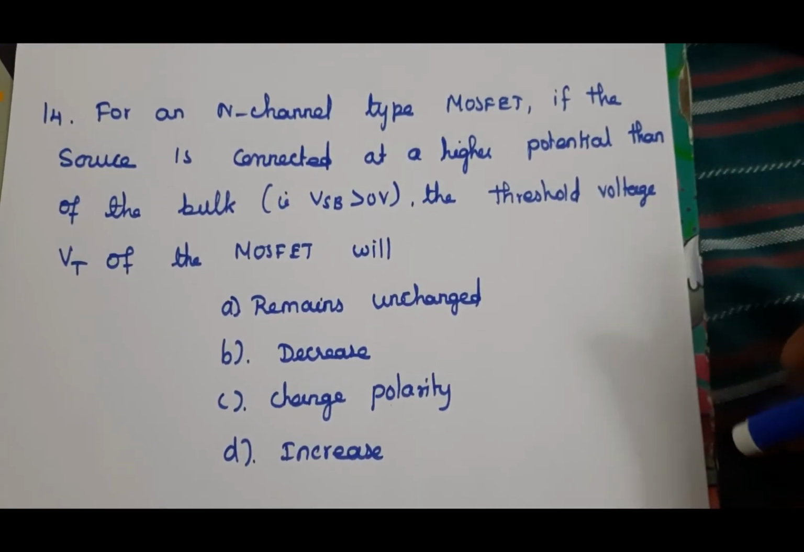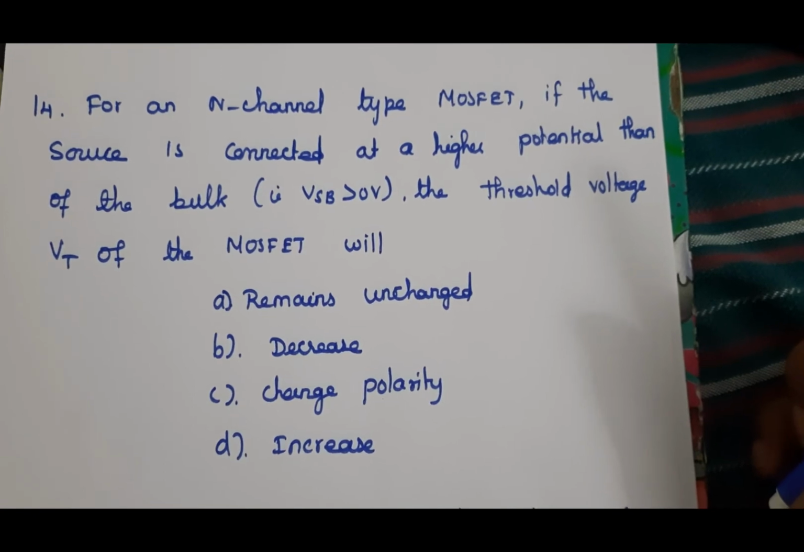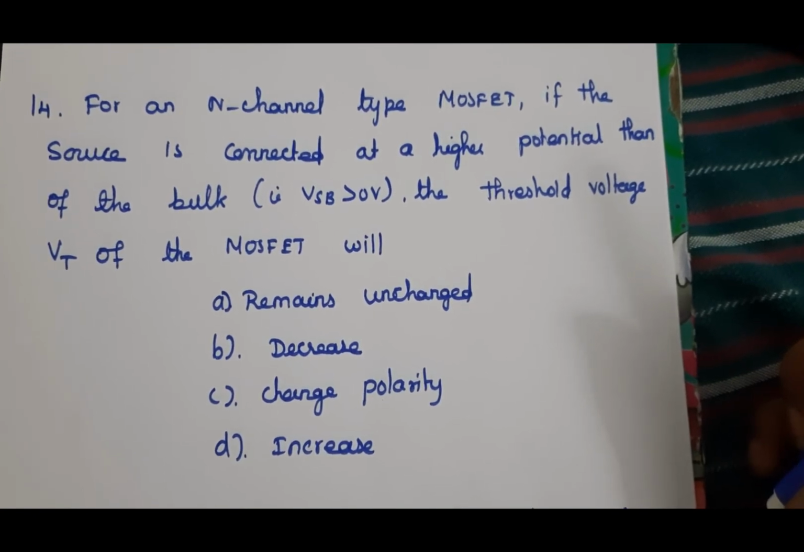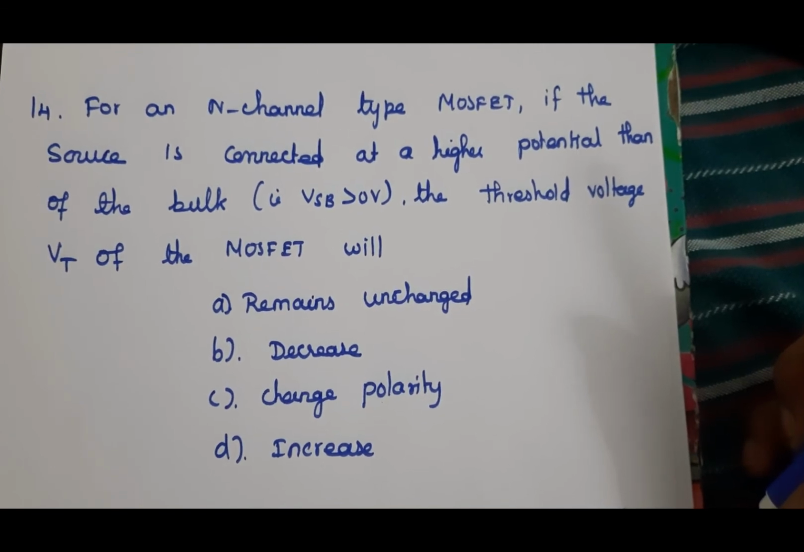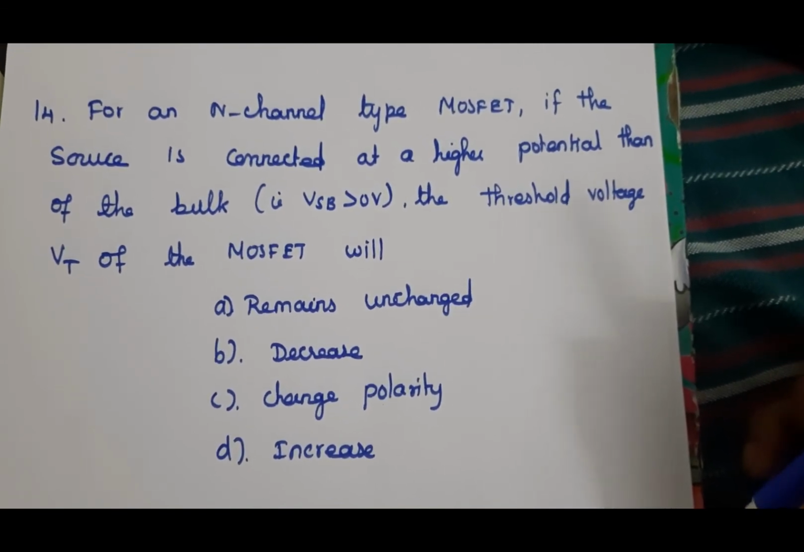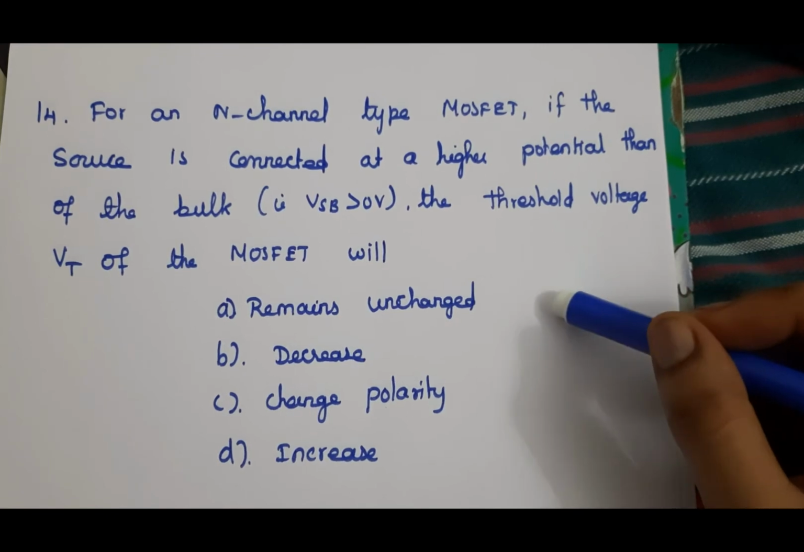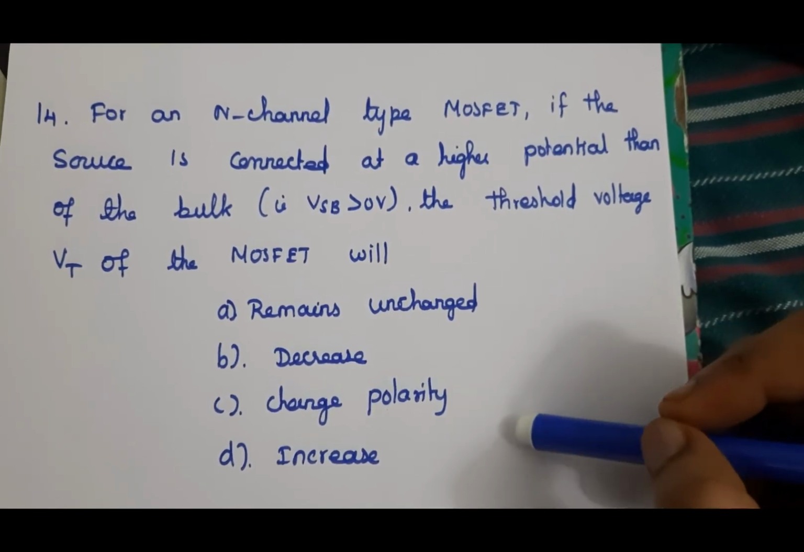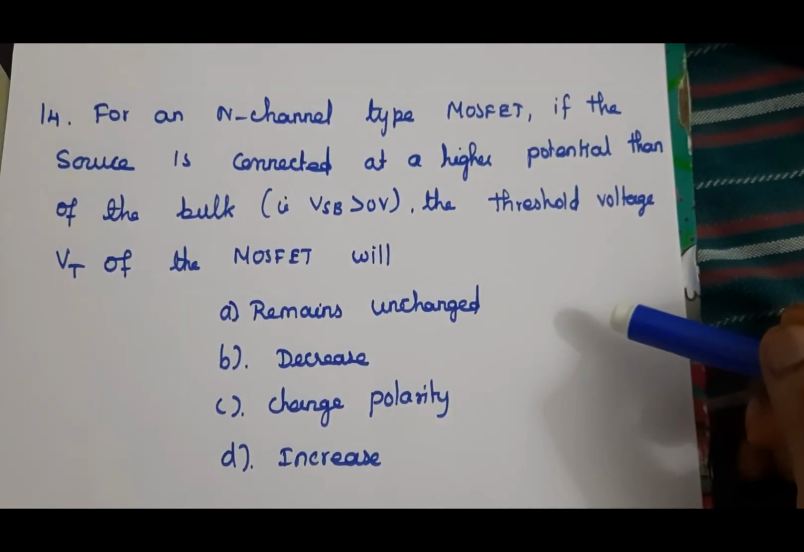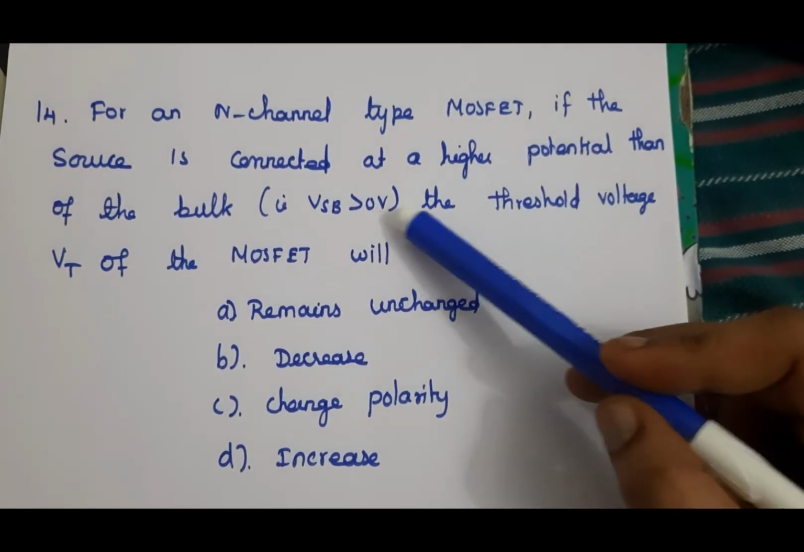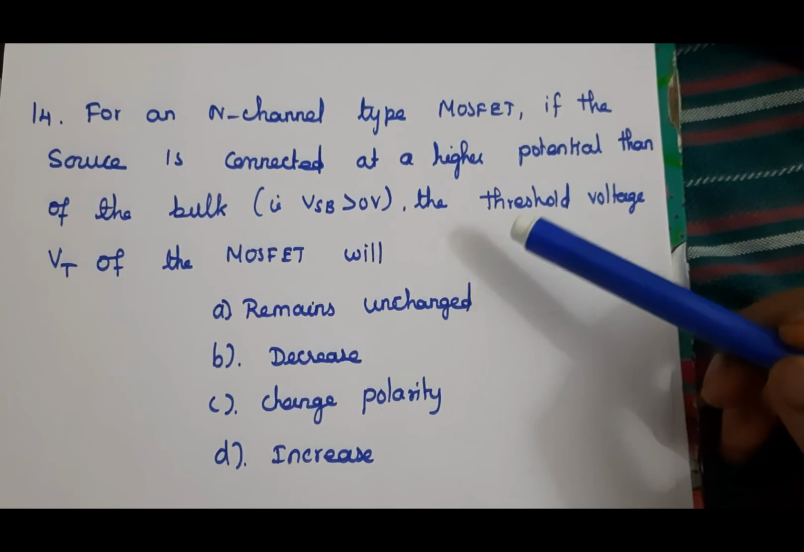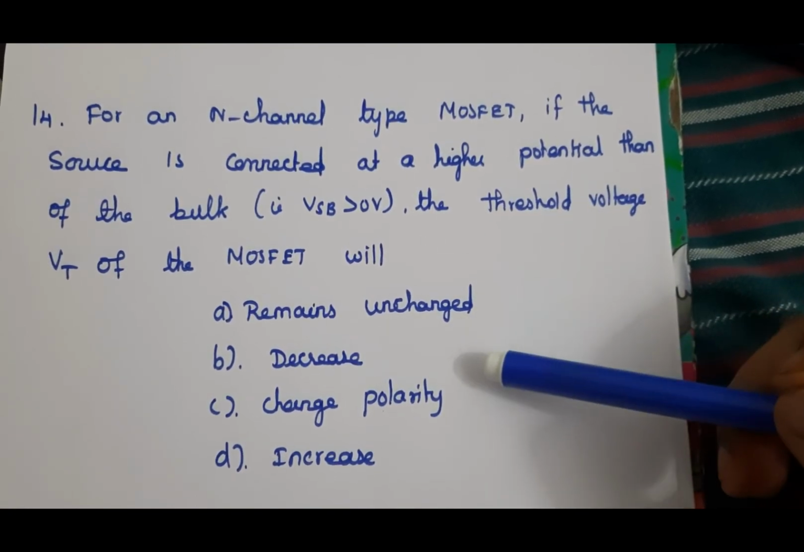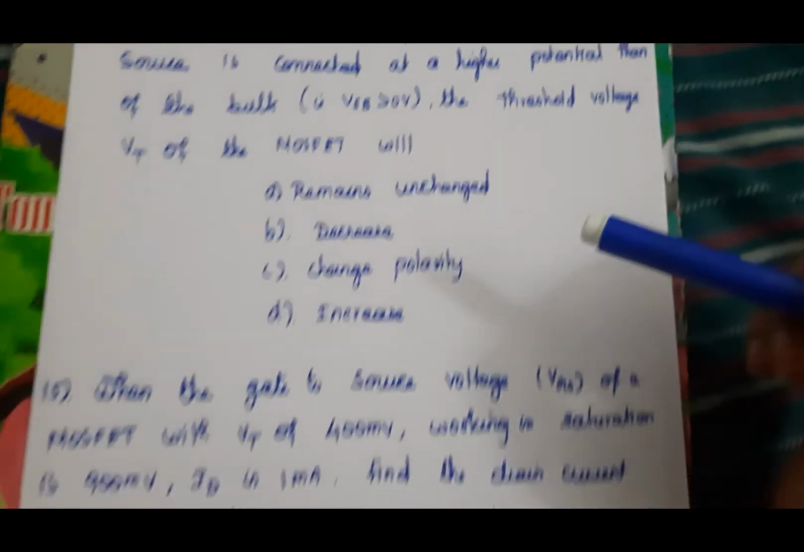14th question, for an N-channel type MOSFET, if the source is connected at a higher potential than the bulk, that is VSB greater than 0, the threshold voltage VT of the MOSFET will remain unchanged, decrease, change polarity or increase. Find the correct answer. When this VSB is greater than 0, the VT becomes increased, decreased, changes polarity or remains unchanged. So find the correct answer.